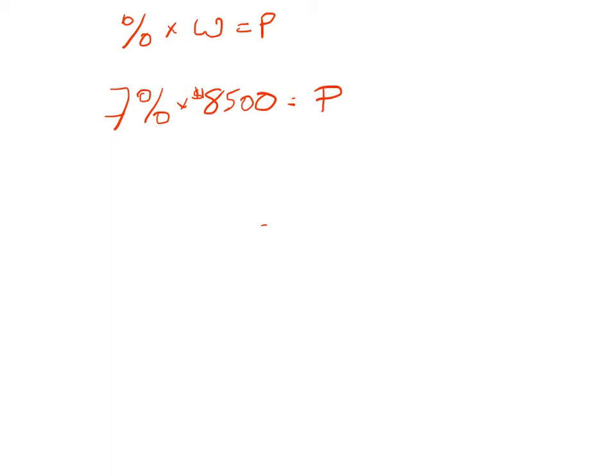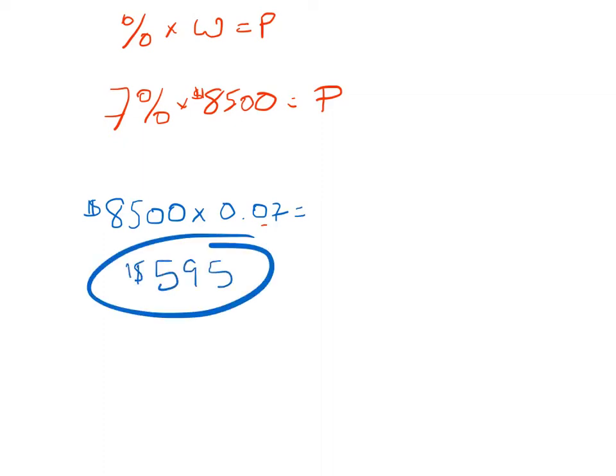I just want to know what part of 8,500 is my taxes that I'm going to have to pay, and I'm going to be paying 7%. So what part of this am I going to be getting? So this means I've got the whole. We go ahead and punch it into our calculators here, and we find that 8,500 times 0.07, 7% as a decimal, will equal $595. So that's going to be my percent tax.